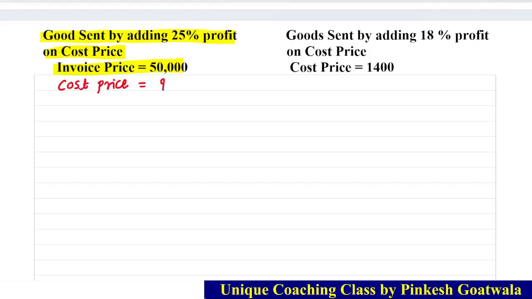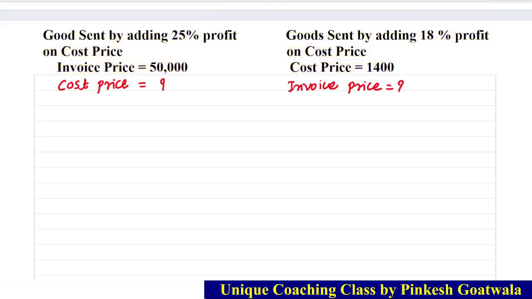Clear? On this side, goods sent by adding 80% profit on cost, and the cost price is given. It means the cost price is given, so we have to find out the invoice price. Clear? Okay, so let's find out how we should find that.